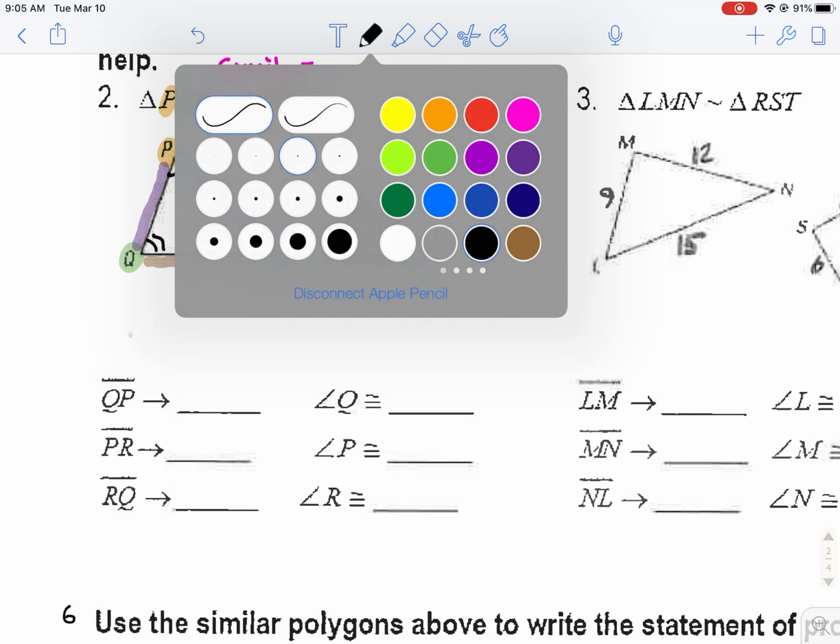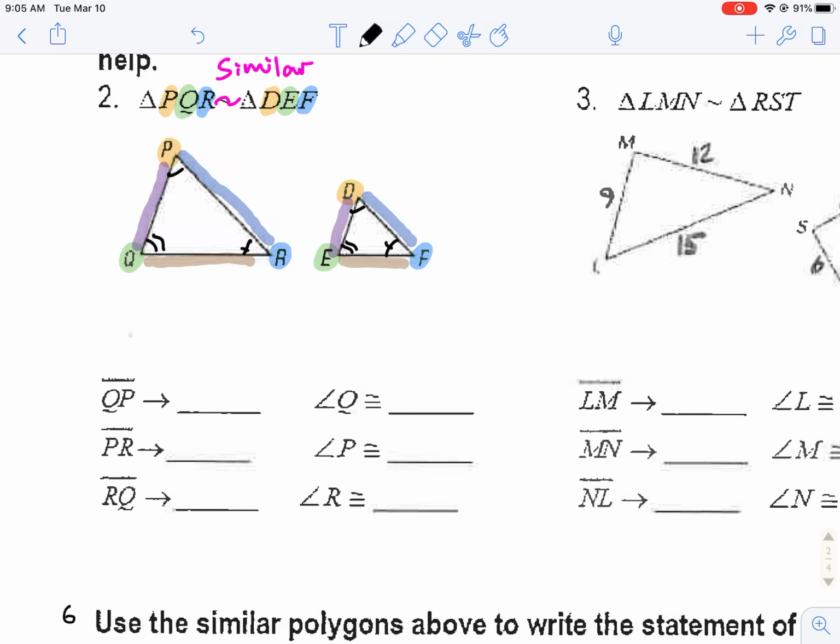So let's look at this problem down here. So we're trying to figure out what corresponds.